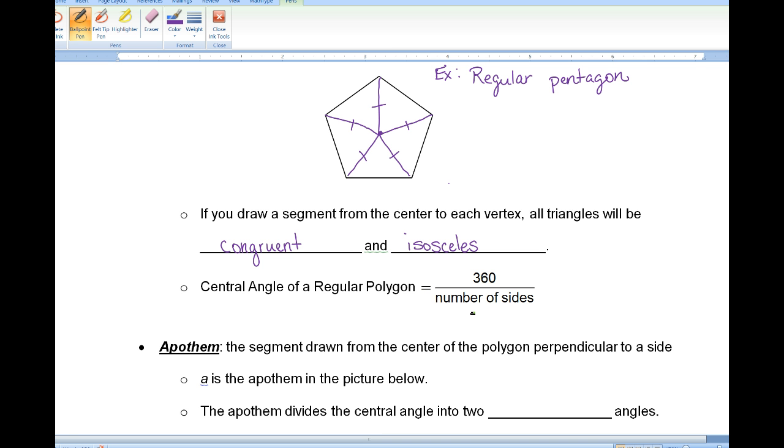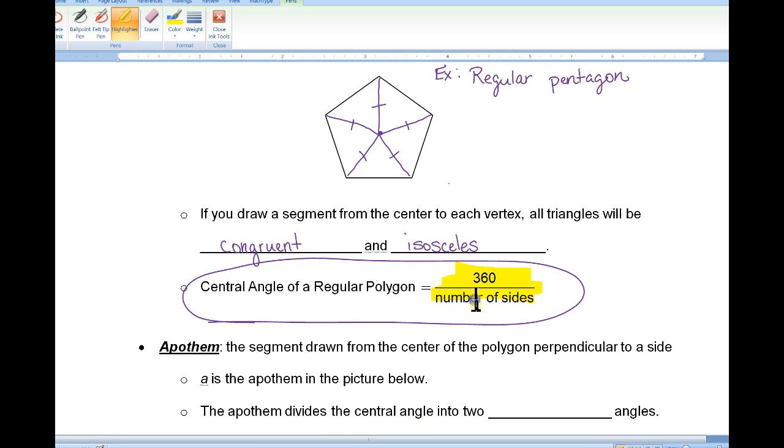Now, we're going to have to figure out the central angle of a regular polygon. So what we do is we take 360 divided by the number of sides. Just as an example, if it's a pentagon, there are 5 sides. So we get 72. That means each central angle in here is 72 degrees. Can you kind of picture that?